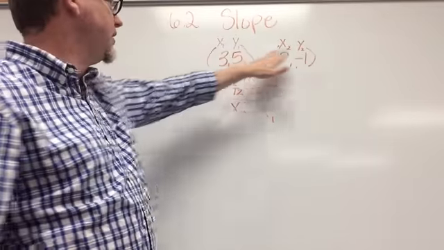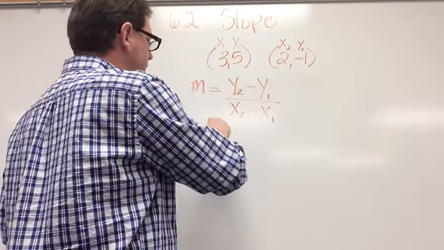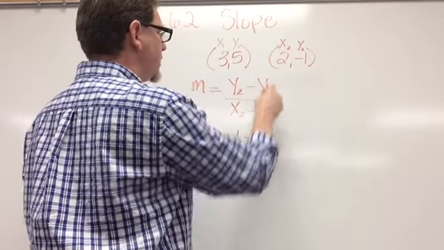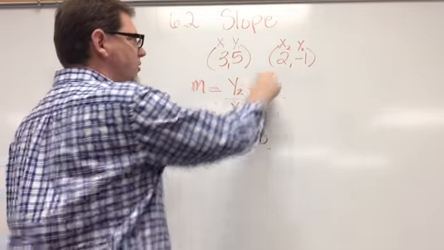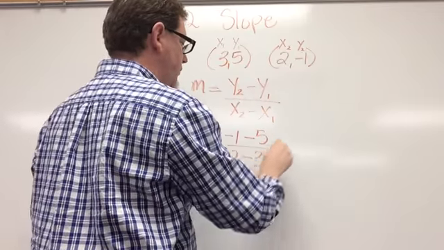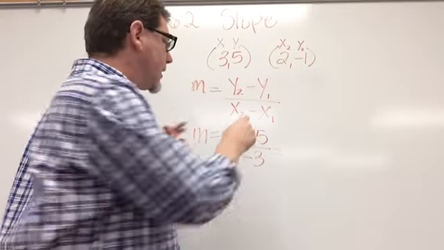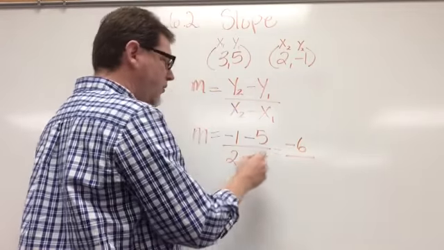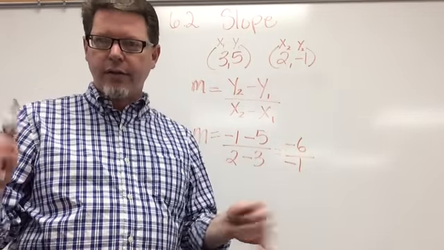So now we're just going to take these numbers and plug them into our equation, or formula. So m equals, y2 is -1 minus y1 is 5 over x2, which is 2, minus x1, which is 3. And here's where we get our handy-dandy calculator out, because you need to calculate these. -1 minus 5 is -6. 2 minus 3 is -1. If you don't trust me, do it on the calculator.